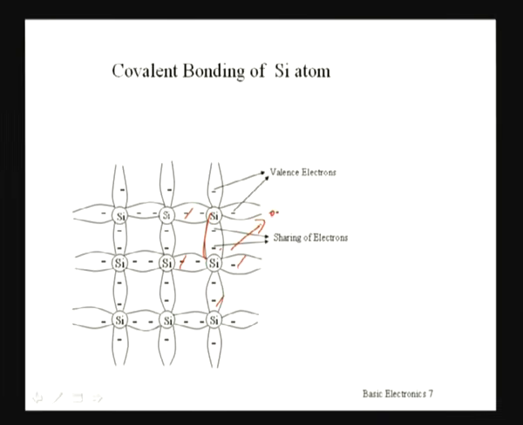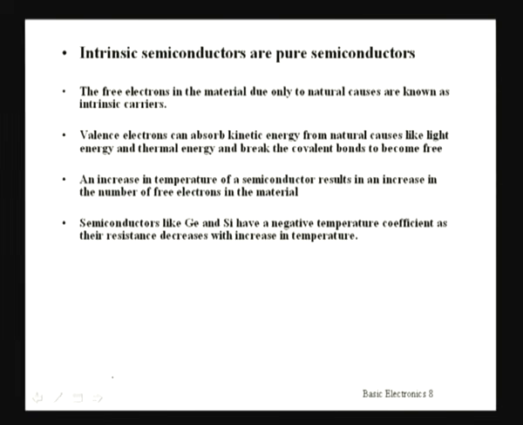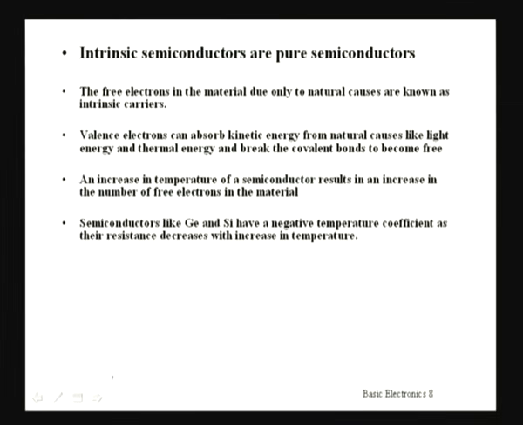One electron will become free when it absorbs kinetic energy from either the surroundings or any light falling on it. Now an increase in temperature is naturally the reason for more conductivity in semiconductors. This increase in temperature results in an increase in the number of free electrons in the material, so they become more and more conductive. Even though they may not be so conducting at a certain temperature, if we increase the temperature, they will absorb more kinetic energy and become more conducting.